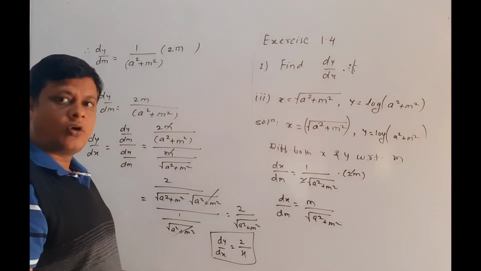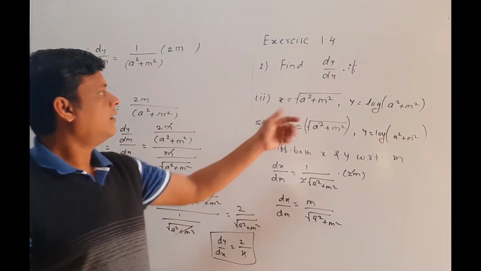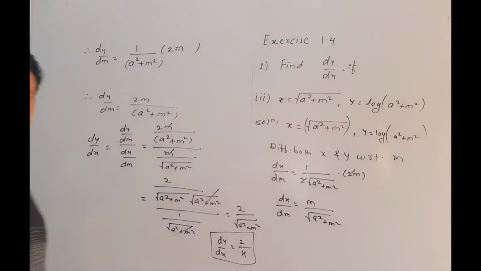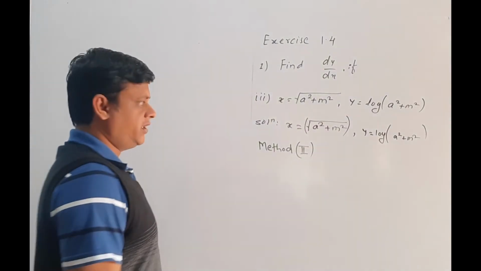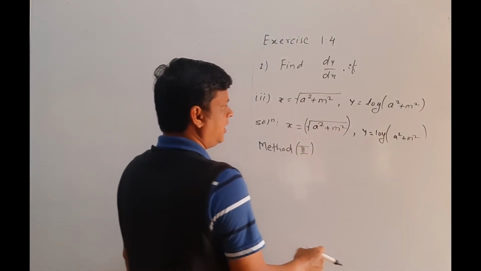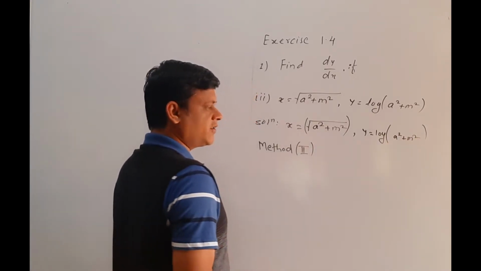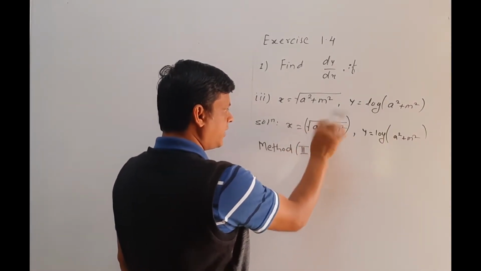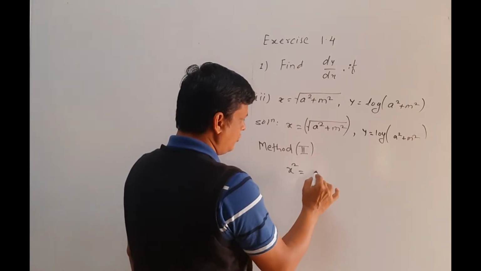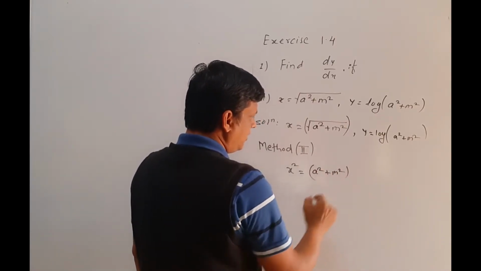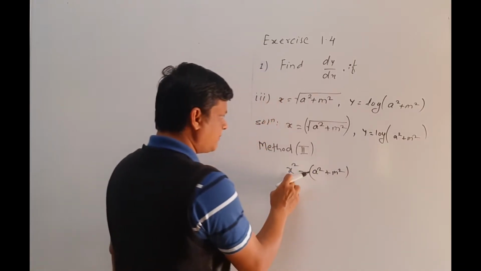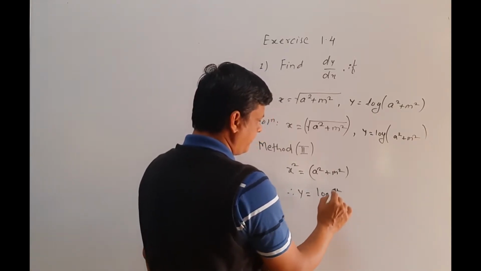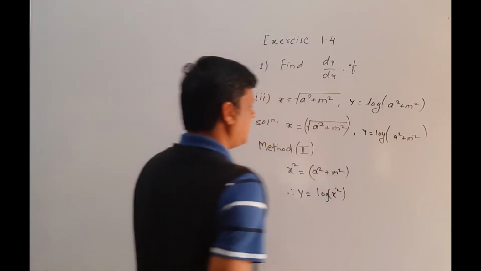So this value we can also obtain by eliminating this m in terms of x. So see here the second method. In the second method we eliminate this m, that is, eliminate the parameter. So we write x equals root a square plus m square, after squaring, as x square equals a square plus m square. That means this a square plus m square we replace by x square. Therefore we get y is equal to log of x square.